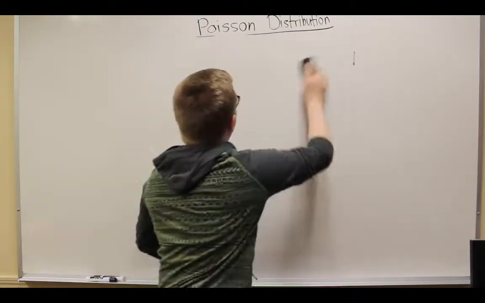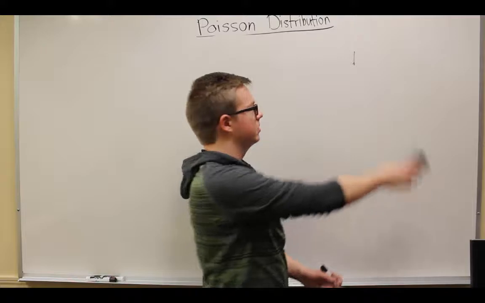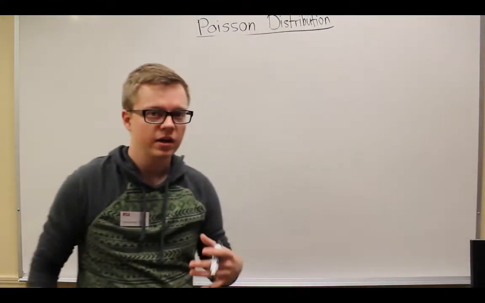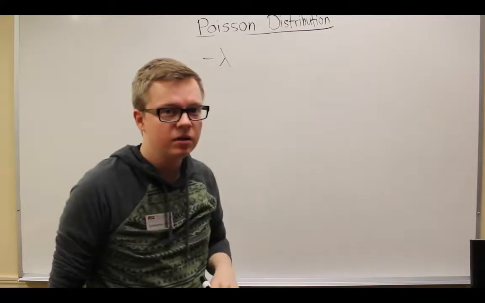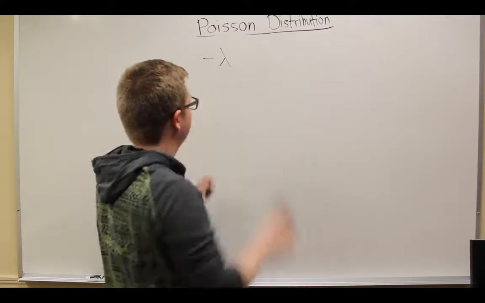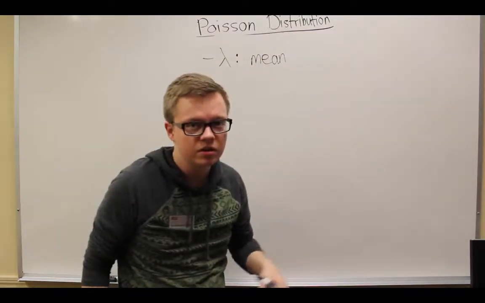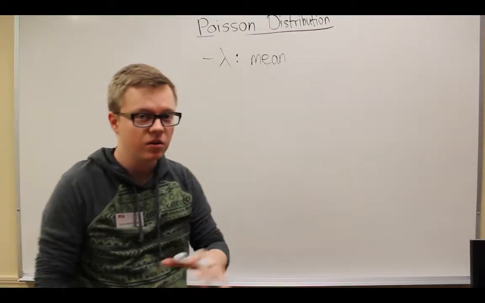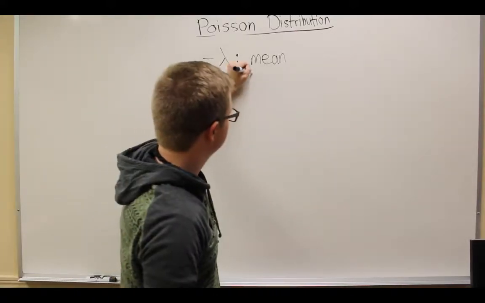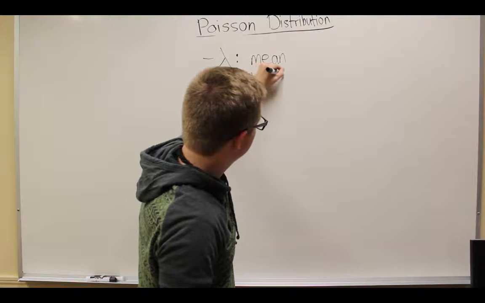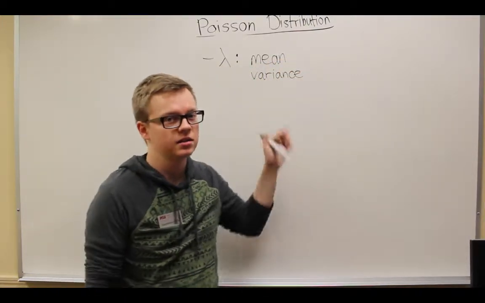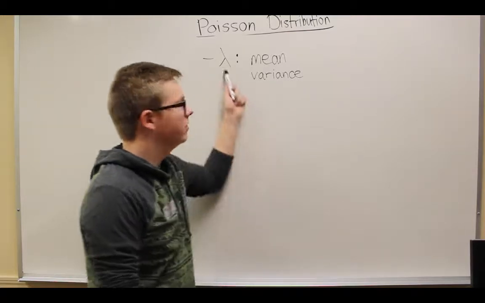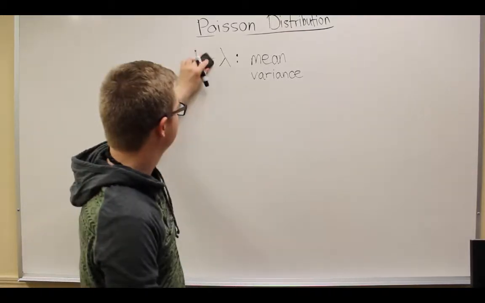As far as how to use this probability distribution, first of all, it has one parameter, usually lambda, and that is the mean of the distribution. It also turns out to be the variance of the distribution. So one special property of the Poisson distribution is that it has the same mean and variance, and that's given by this parameter lambda.